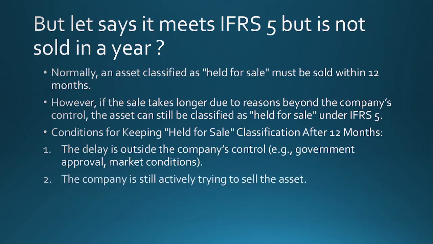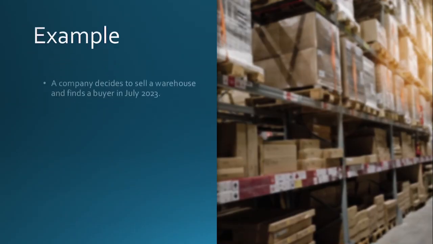Secondly, if the company is still trying to find a buyer, if the company is still advertising it and actively just trying to sell the asset, then continue keeping it as a non-current asset held for sale. Then the last condition is there is evidence that the sale will still occur. So all of these three things are the conditions for keeping an asset as a non-current asset held for sale. But let us look at an example so that we can understand this.